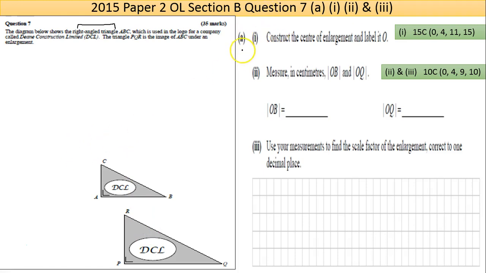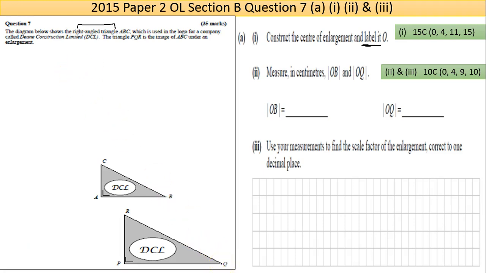So the part A, part 1 here, which is about 15 C marks, is construct the center of enlargement and label it O. Now, if they ask you to label, make sure you label, because you could very easily drop from the 15 to the 11 marks by not labeling it. It's an enlargement, so if you can imagine, this was your original triangle, you had a point here somewhere, and you brought a line from the point through B onto Q. So we're looking for that original point.